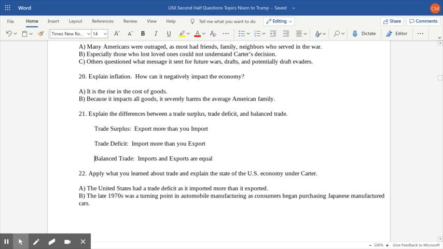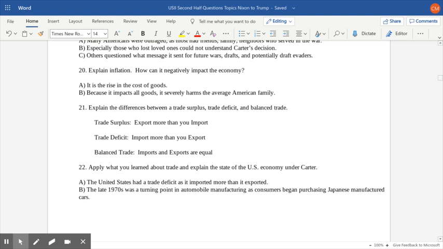Apply what you learned about trade and explain the state of the American economy under President Carter. Well, the United States had a trade deficit as it imported more than it exported. The late 1970s was kind of a turning point too in the automobile manufacturing business, as consumers began purchasing for the first time in the 1970s more cars from Japan than American manufactured cars.